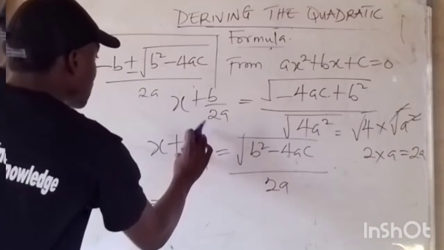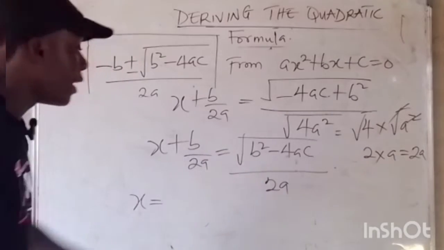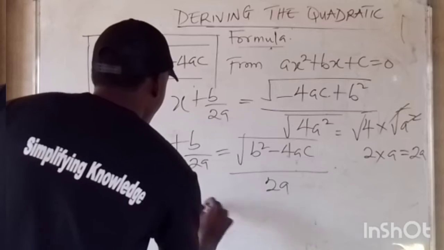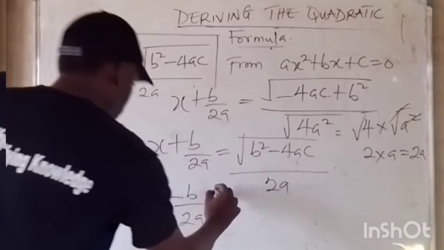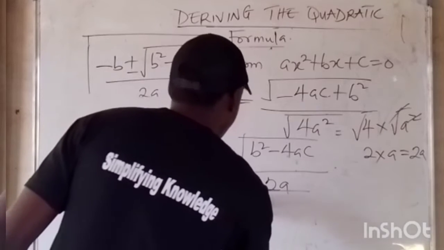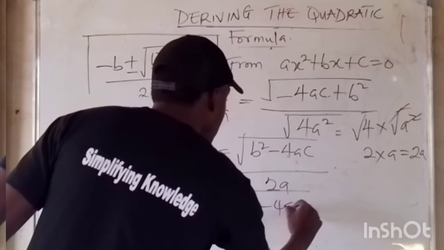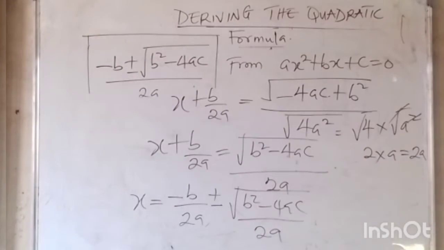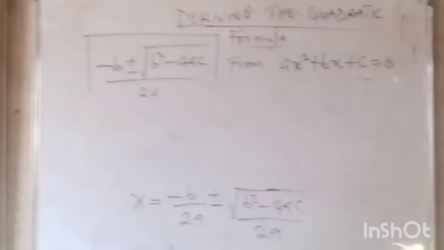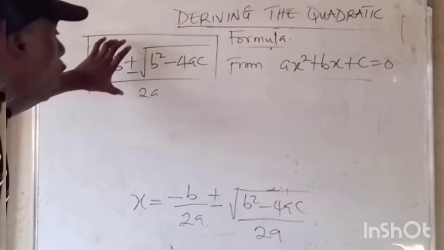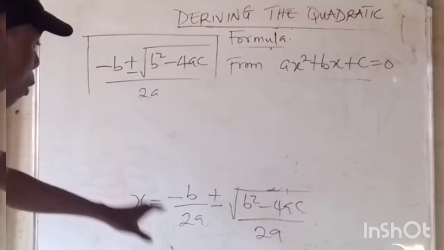once this b over 2a goes over the equality sign, it becomes negative, minus b over 2a plus or minus, definitely plus or minus, the square root of b squared minus 4ac over 2a. Now looking at this, you can see that there is a close similarity between what we are heading to and what we are already at.